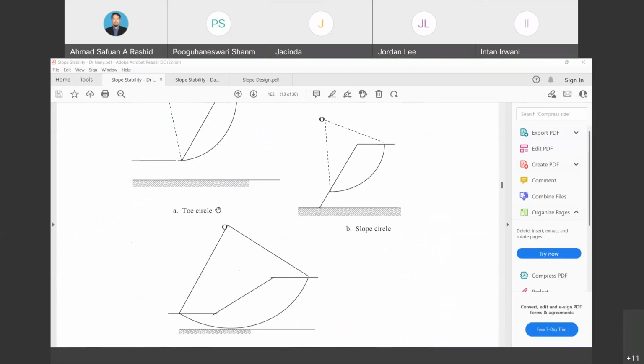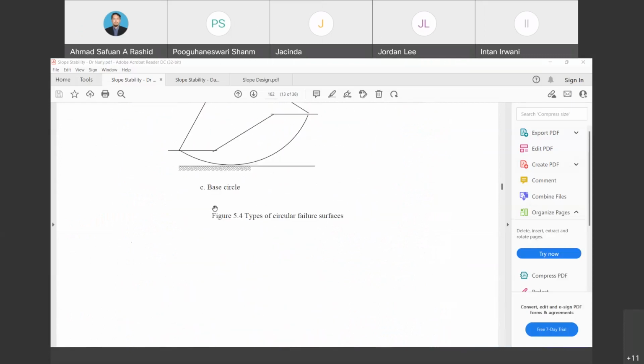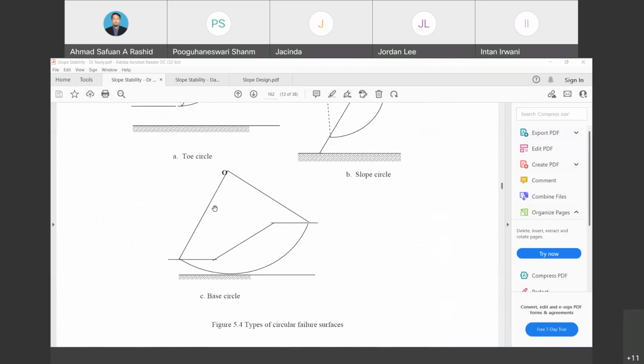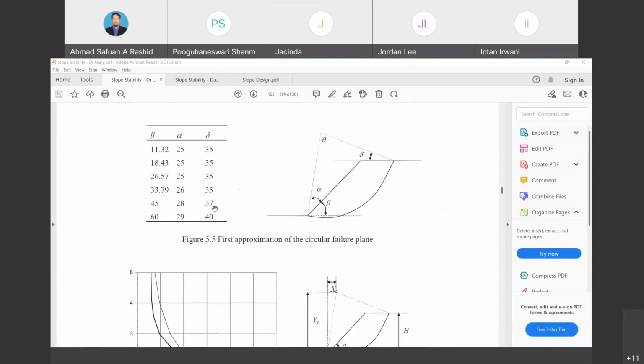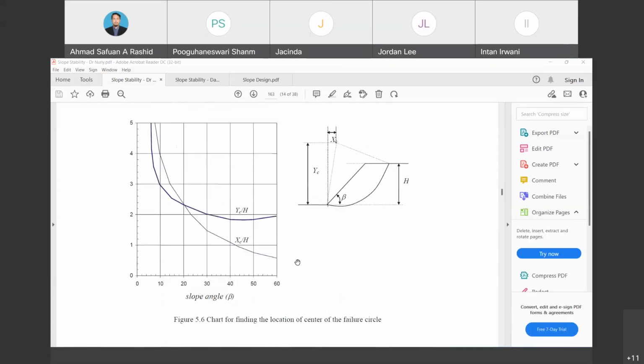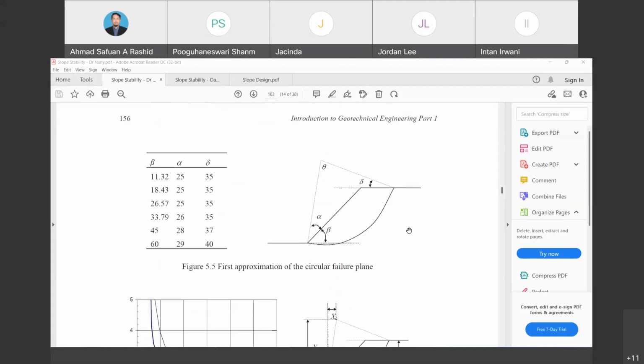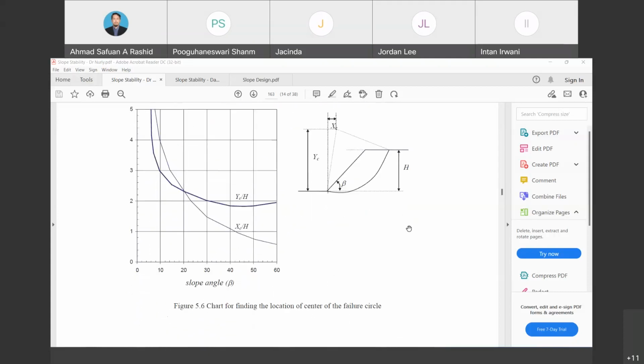If we assume that the failure happened at the toe, so we have three types of failure: toe, slope, and base. So this is the one that we have discussed previously. There is another one, for the same location of the failure, which starts at the toe. So we may refer to this graph to determine where the point of origin is. I guess this is much more simple compared to the first one.